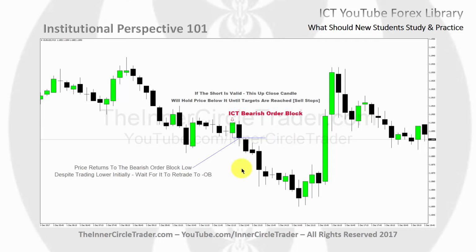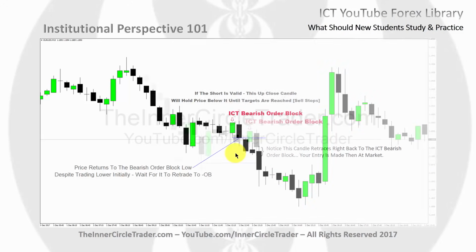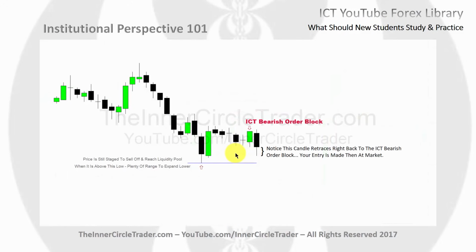Now, if the short is valid, this up-close candle will hold price below it until the targets are reached, or in this case, the sell stops that we'd be targeting below the equal lows. Now, notice also in here, as long as price is still above this low, this setup is staged properly to reach for the liquidity pool below those equal lows I noted a moment ago in the recording. Now, as long as it's above this low right here, the setup is still valid.